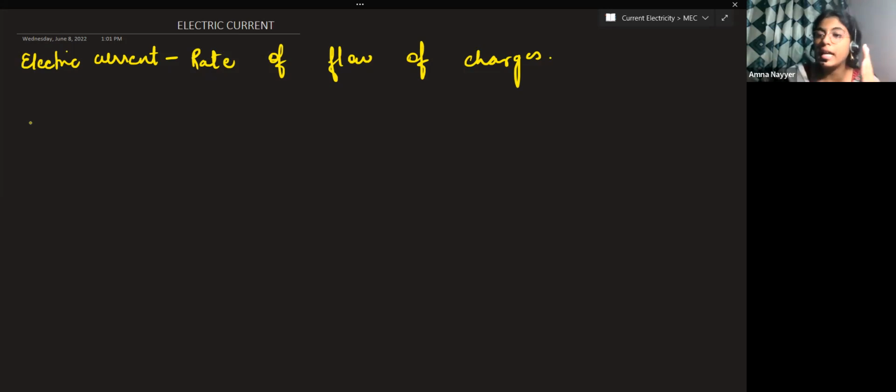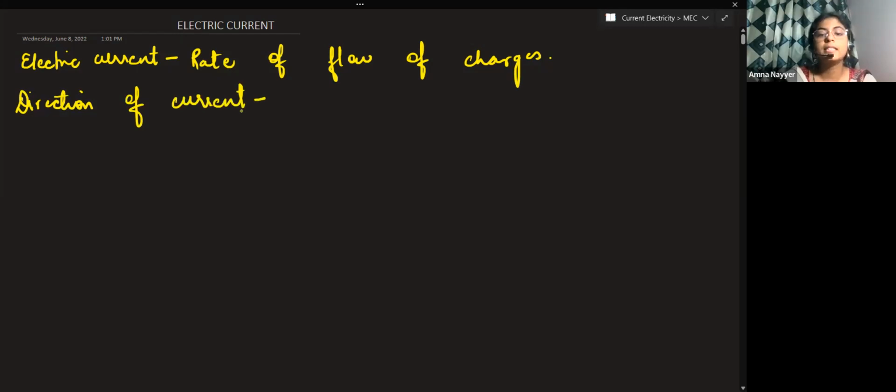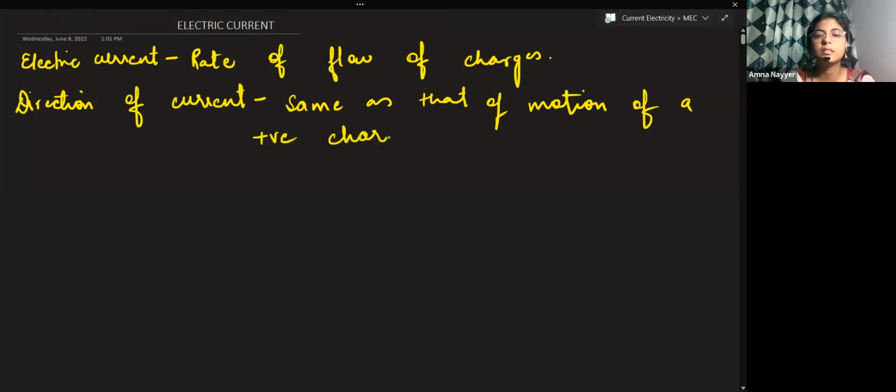So in short, the direction of motion of positive charges gives you the direction of electric current, and opposite to it is the direction for negative charges. So the direction of current is the same as that of the motion of a positive charge, and opposite to that of a negative charge. This is the direction of it.